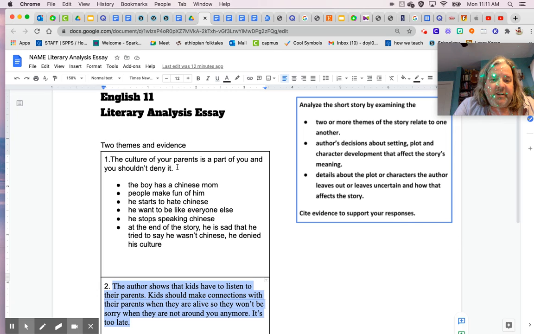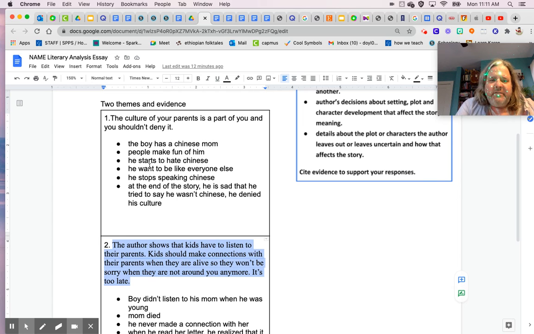The first theme is the culture of your parents is a part of you, and you shouldn't deny it. That means pretend it's not real. Pretend that you're not what your parents are. So this seems like it's an important message that the story is telling us. And these are some sort of parts of the story that help us know. These are just choices the author made to help us see this meaning.